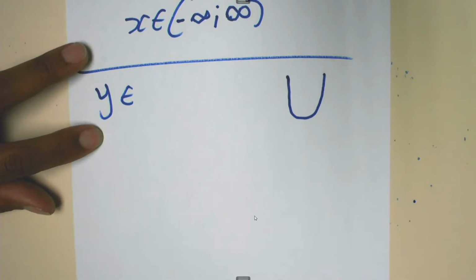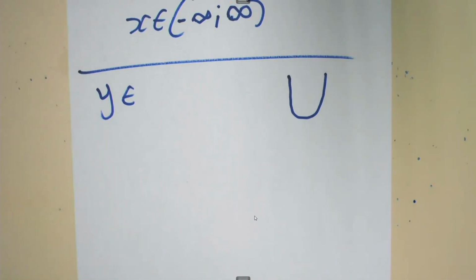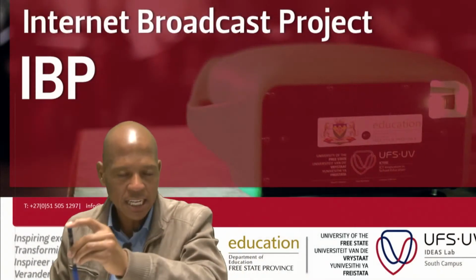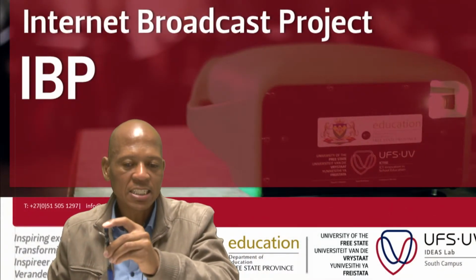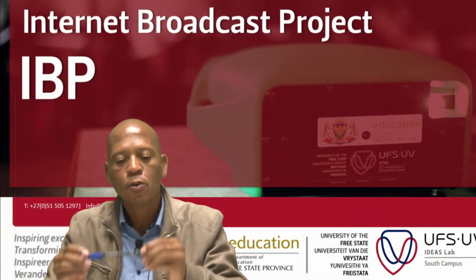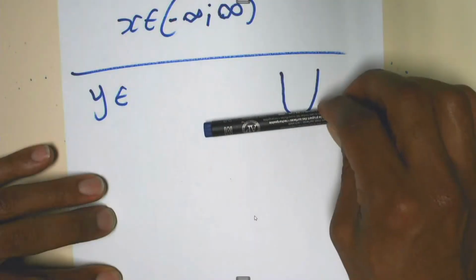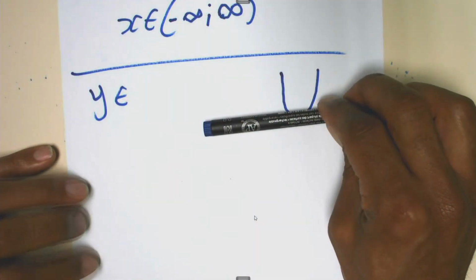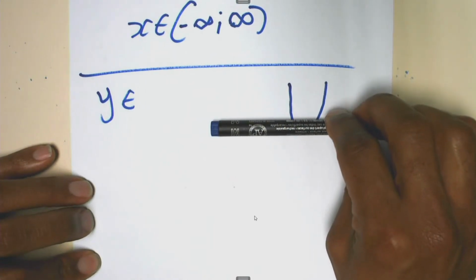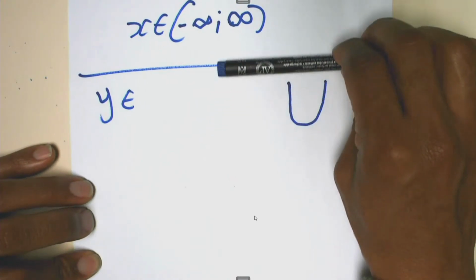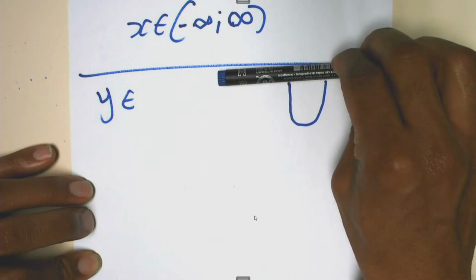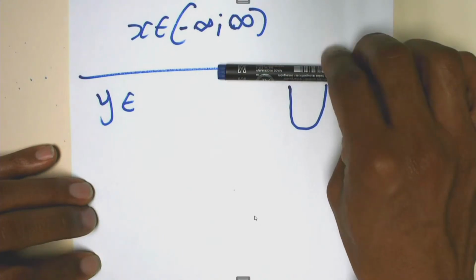Now, how do I look for the range? I said for the domain, we move vertically from the left to the right. But what about the range? For the range, I will move horizontally. Then it means I will move from here. Immediately when I start touching the graph, that is where the range will start. Then I go up. Where I stop touching the graph, the range will end there.